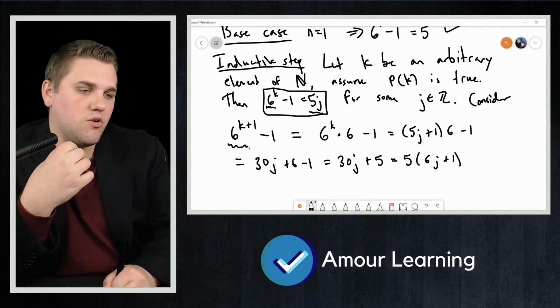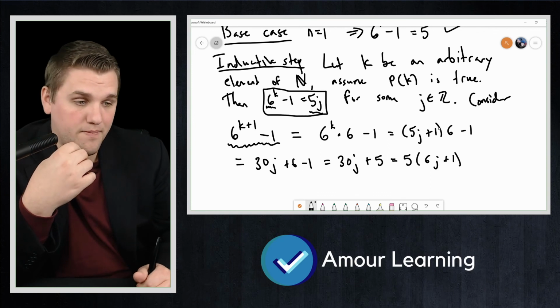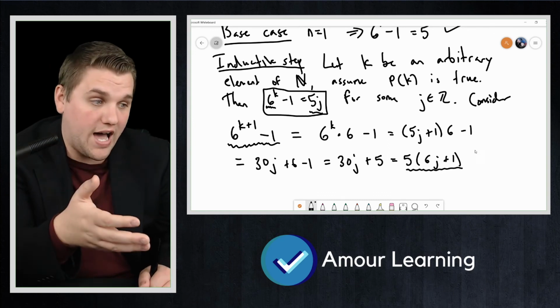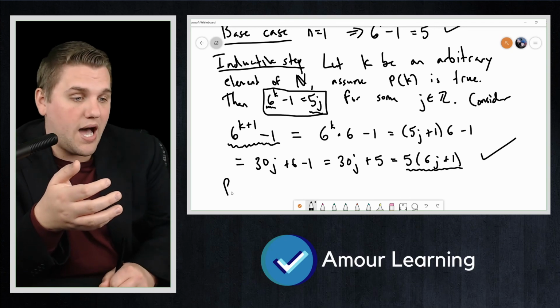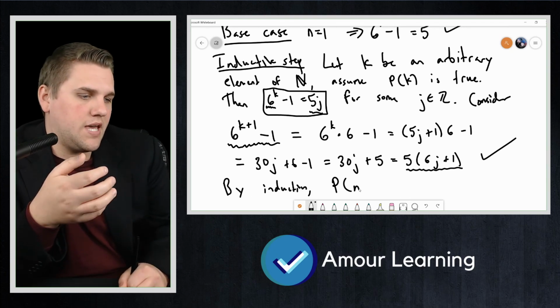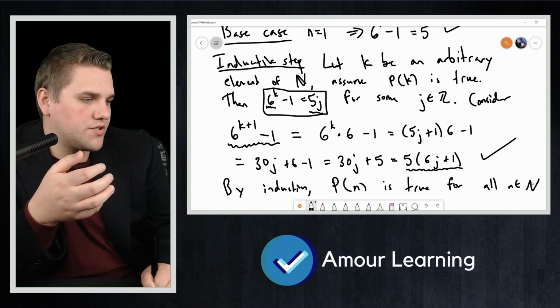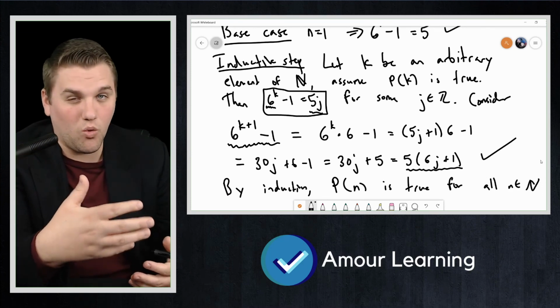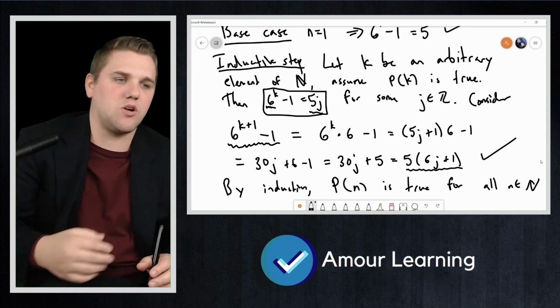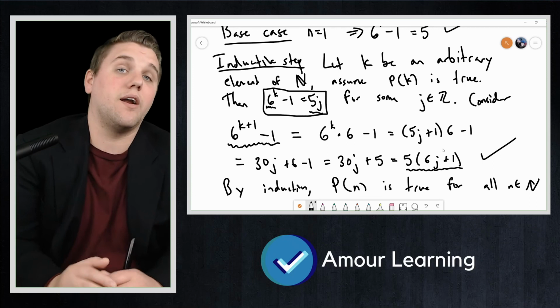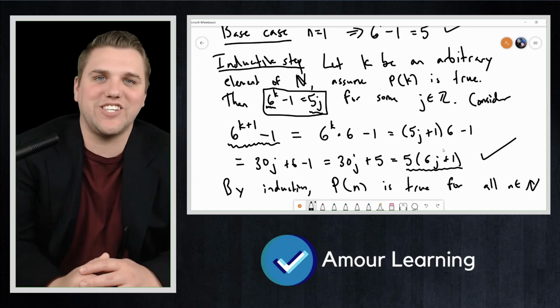And here's the important part. We just now showed that this expression here is equal to this expression, which is a multiple of 5. And so we're done. And so by induction, P of n is true for all n in the natural numbers. Again, n greater than or equal to 1, technically, since that was our base case. However, P of 0 is also true if you started with that as well. It doesn't really matter. Anyways, thanks everyone, and I'll see you in the next lecture.